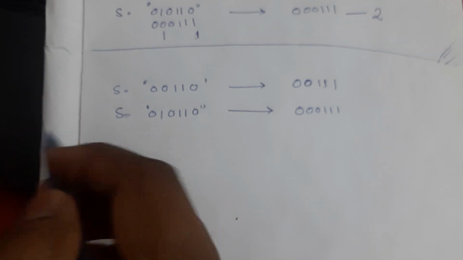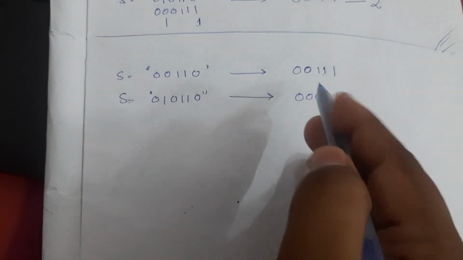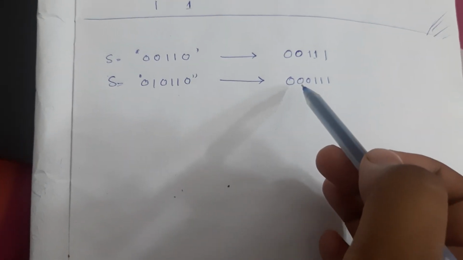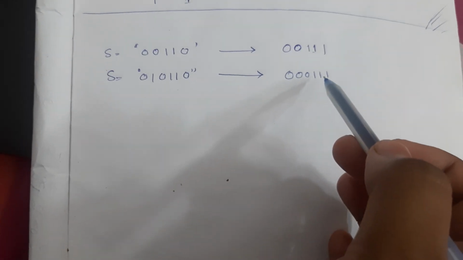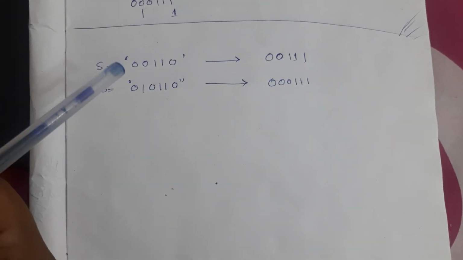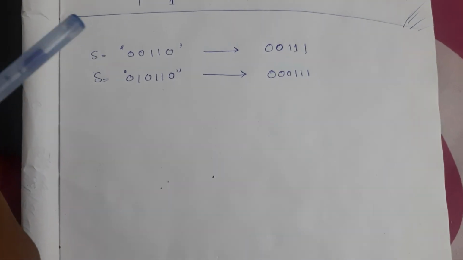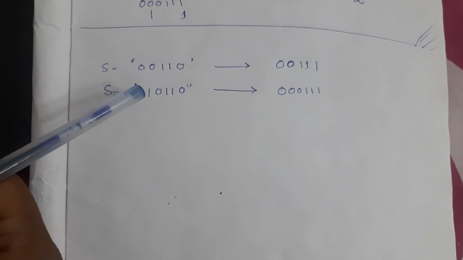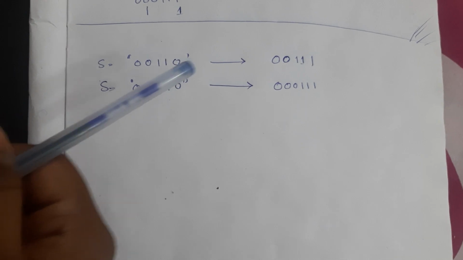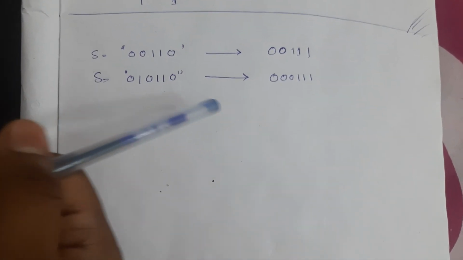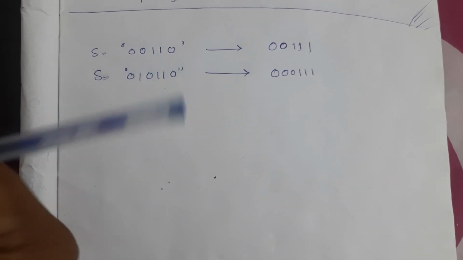So you can see this, 0011, is one kind of monotone string, and another is 000111. Now the problem states that you need to find the minimum number of flips to convert the string to a monotone increasing string. Here a flip means you can convert any 0 to 1 or 1 to 0 so that the string becomes monotone increasing, and the number of flips should be minimum.